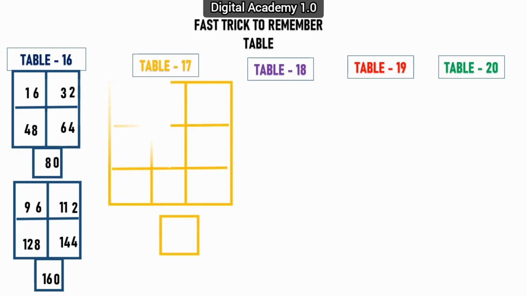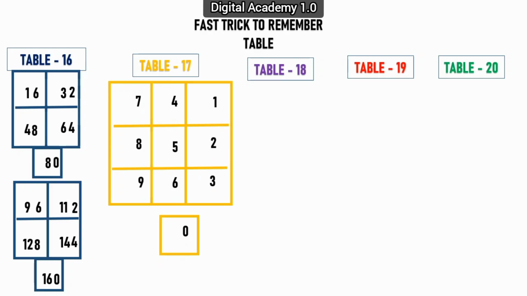Next, the table of 17. It also has two steps. In the first step, enter the numbers 0 to 9 from the bottom, in this order: 0, 1, 2, 3, 4, 5, 6, 7, 8, 9. In the second step, now simply enter the consecutive numbers from 1 to 17.